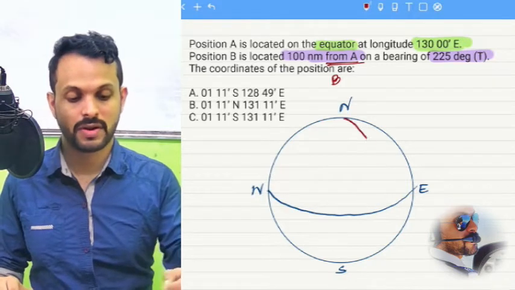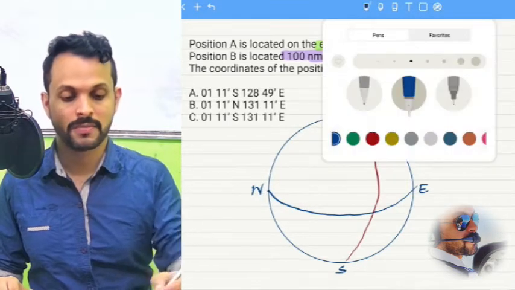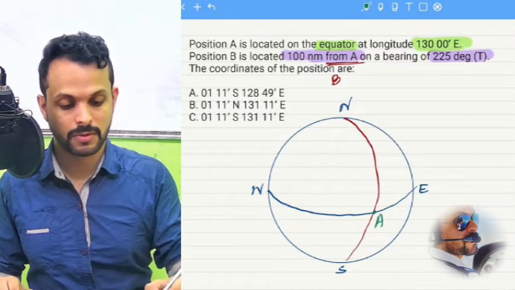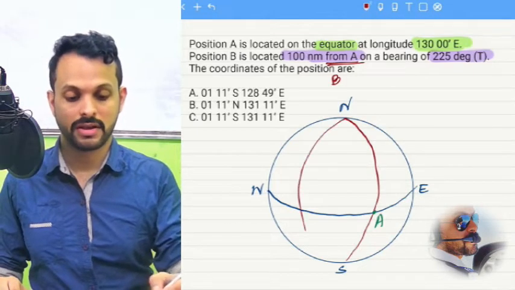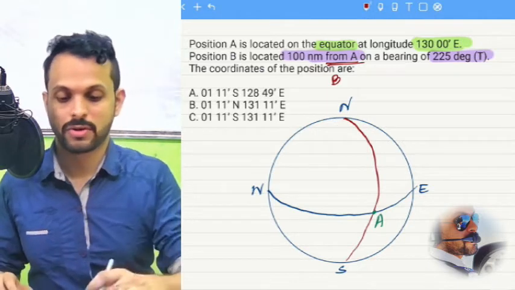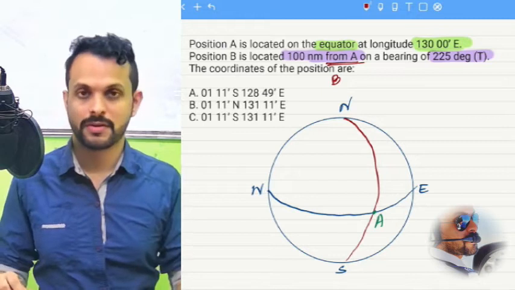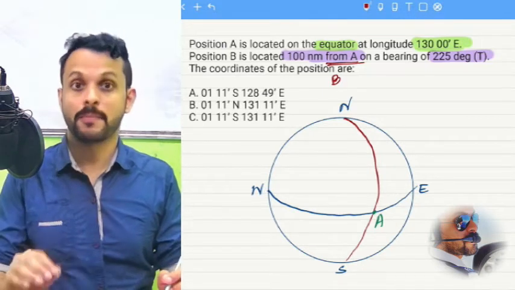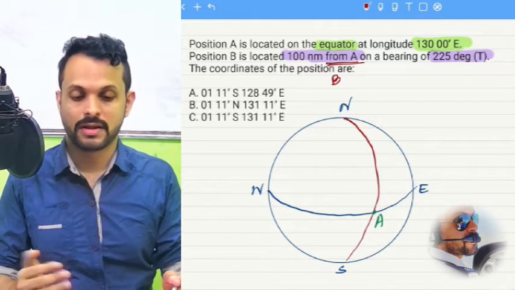Let's put the 130 degree east longitude also in place all the way down here, and that brings us to point A. Right, I'll tell you a bit later why I have drawn this longitude right here and not somewhere around here, and that is just because of the spatial orientation I got when I saw the question. Now, this is point A, and point B is from A on a track of 225 degrees, 100 nautical miles away.